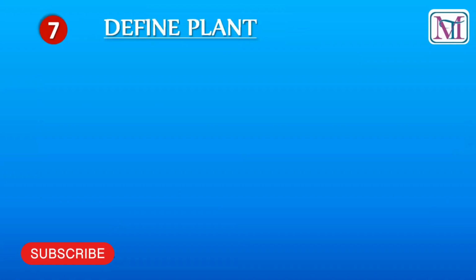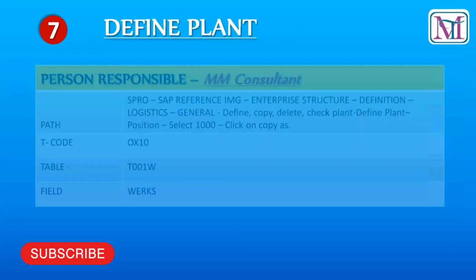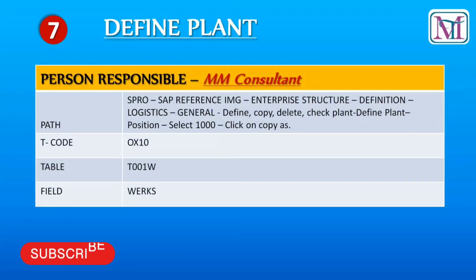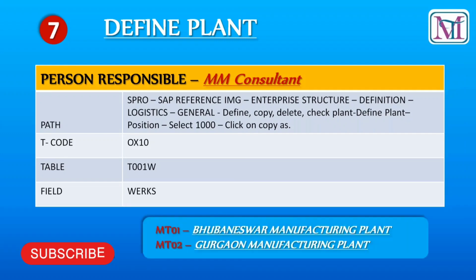Then next is what? Define plant. The consultant is responsible to define plant, and the highest organizational unit for plant is plant. So what is the length of plant? Length for plant is a 4-digit code. So guys, this is the path. T code is there and table name for plant is there. And for MT Foods Private Limited, we are having two divisions, two plants. What are those? First one is Bhubaneswar manufacturing plant, and second one is Gurgaon manufacturing plant.